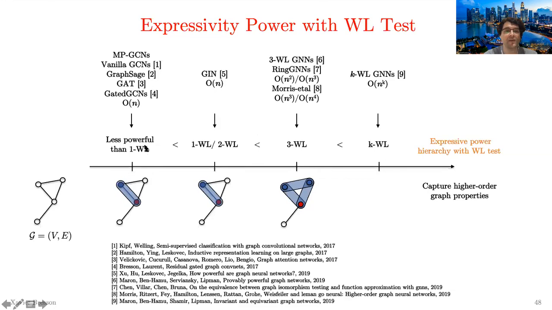Then you have GIN, which is as powerful as the 1WL or 2WL test. These models have linear complexity. They scale very well. And then, for example, the 3WL test and the ring GNN and also the work by Morris have higher complexity, but they are guaranteed. So there is an existing theorem that you can get a network which is 3WL, and then you can go to higher expressivity with a k-WL, but then you will need to have complexity of order n^k.